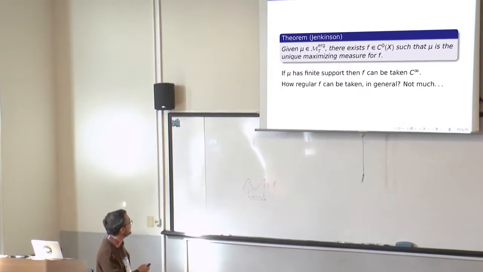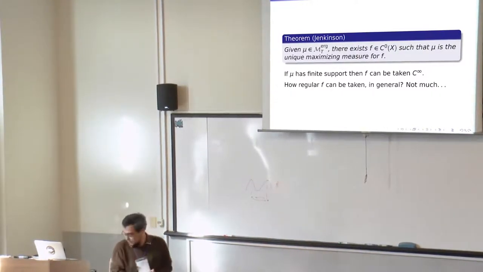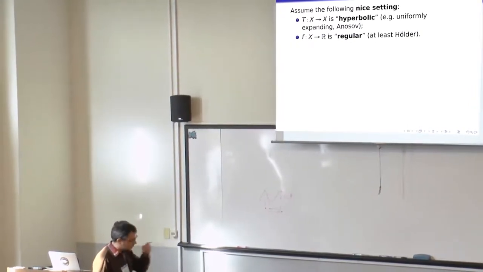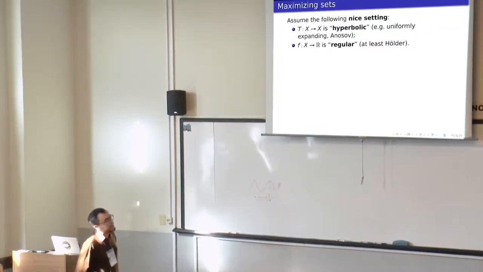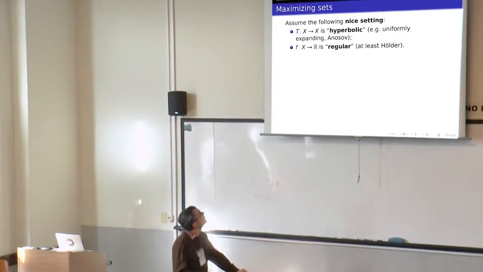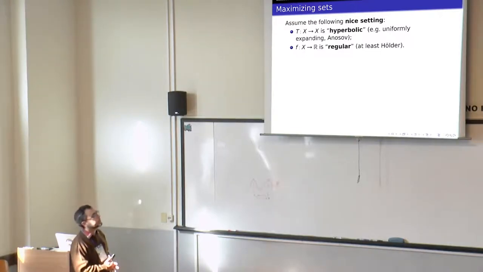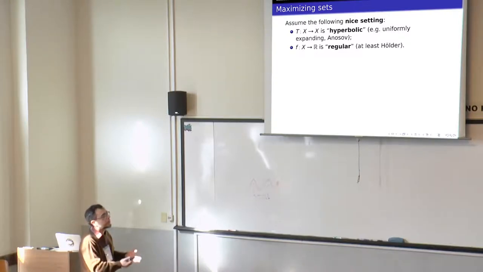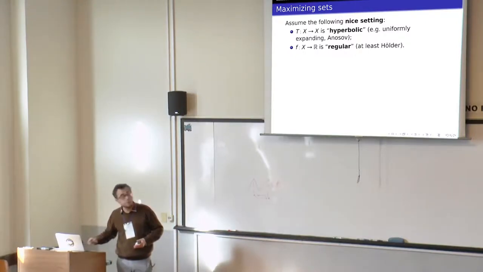And the answer is that in general, if your measure here is more complicated, the function f cannot be too regular. Let's see why. Okay, so this claim will be a consequence of something else. So let's restrict our setting to get more interesting results. Let's call it the nice setting, where your dynamics is hyperbolic and the function is regular. I don't want to be extremely precise here, but hyperbolic means, let's say, something uniformly expanding, right? So it's an endomorphism, perhaps, or an Anosov diffeo or Axiom A, something like that. And regular means at least Hölder, but maybe you want to work with even better regularity.